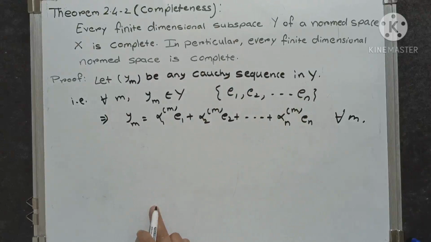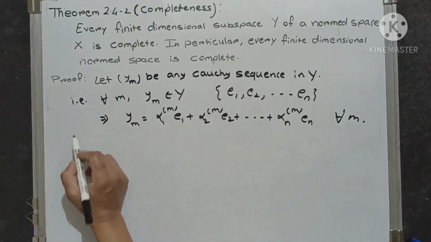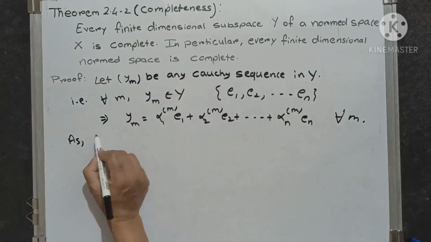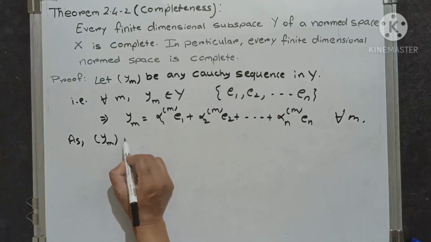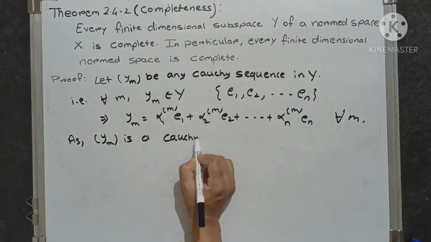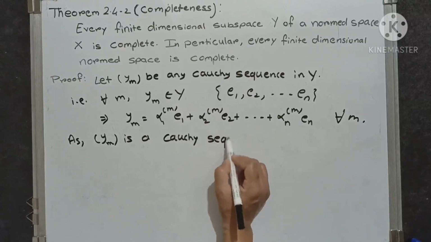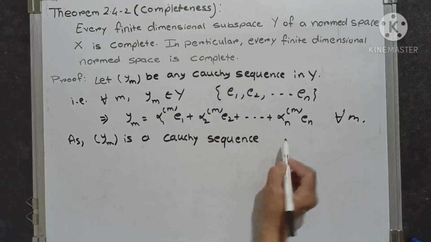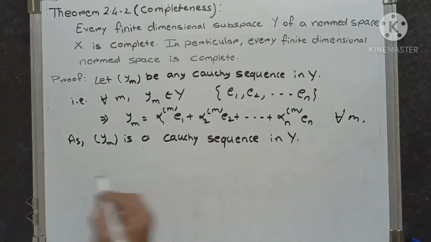Now here we apply the definition of a Cauchy sequence, as the sequence ym is a Cauchy sequence in Y.